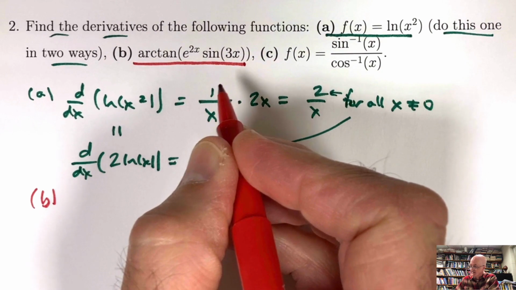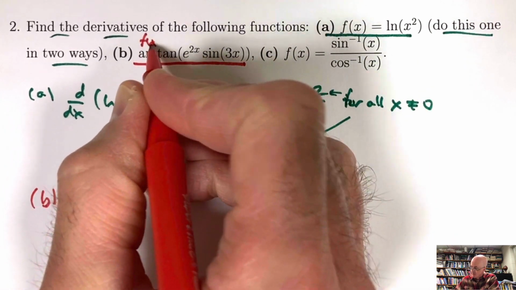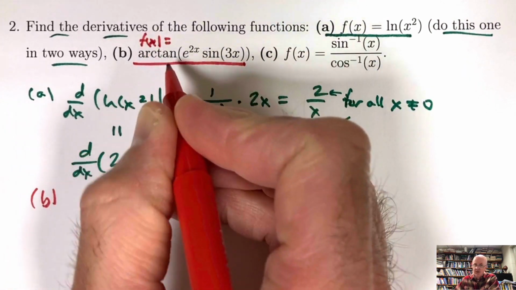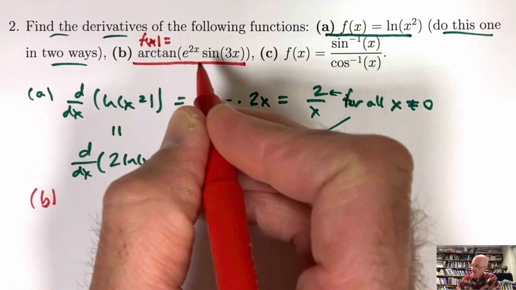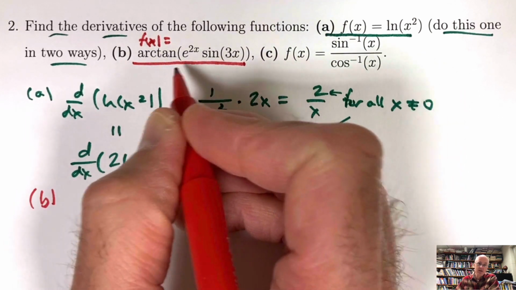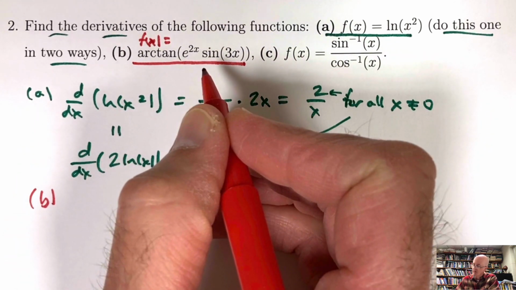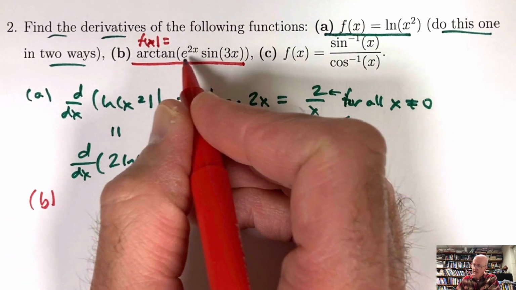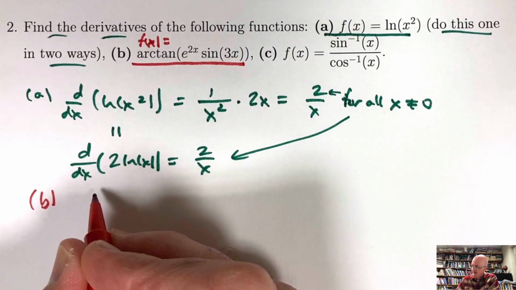I didn't put an f of x. I could have called it f of x. I just forgot to. Arctangent, which is the same as inverse tangent, of this product e to the 2x times sine of 3x. So we need the derivative of arctangent, we need the chain rule, we need the product rule, we need the chain rule again. This is kind of complicated.